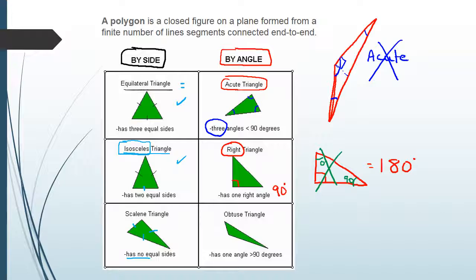The last example is obtuse, and that's what I drew up top here in the red. Because this angle was greater than 90, then it's obtuse. Okay, so it only has to have one angle.